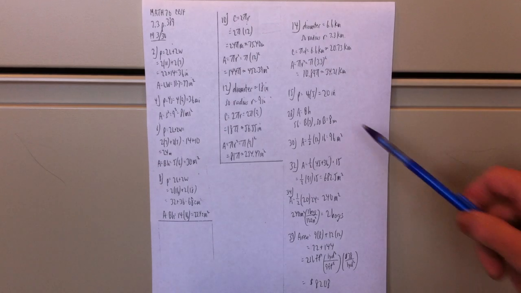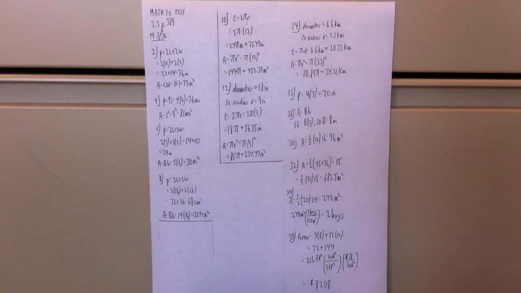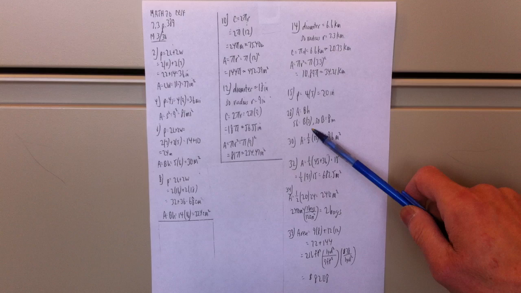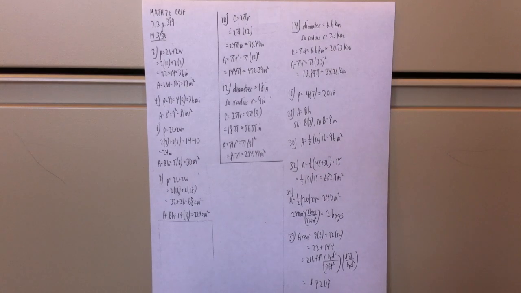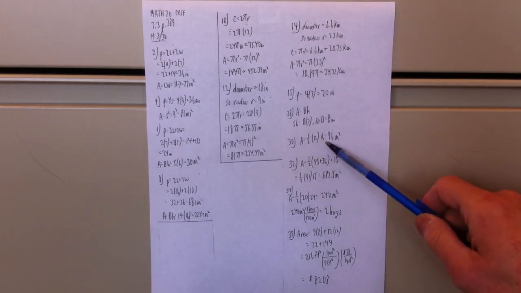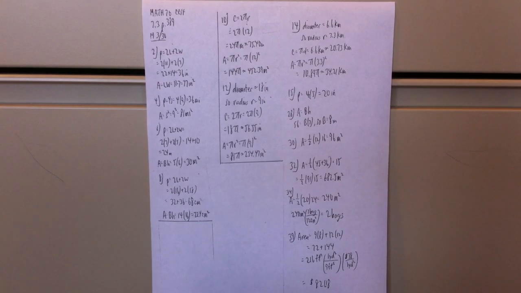Problem 28, area is base times height. You're given the area is 56, the height is 7, divide both sides by 7, and b is equal to 8 meters. Number 30, area is 1/2 base times height, so 1/2 times 12 times 16, 96 meters squared.